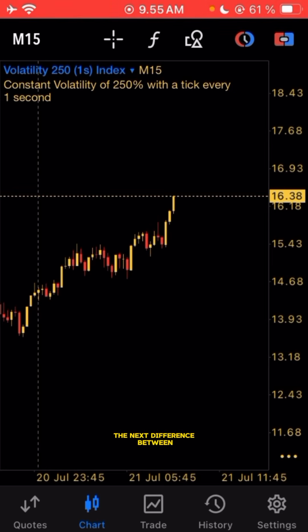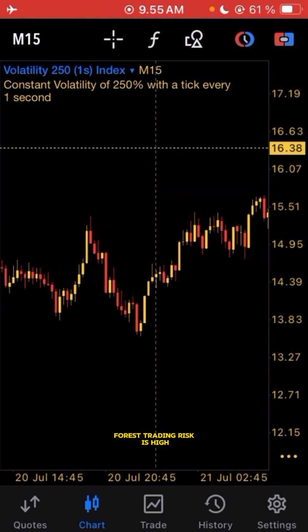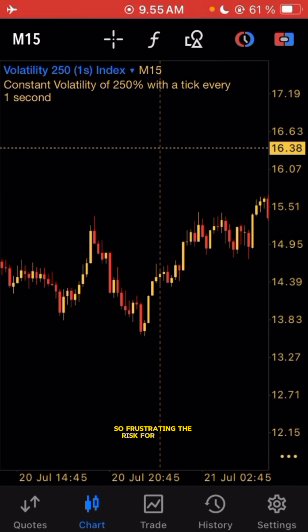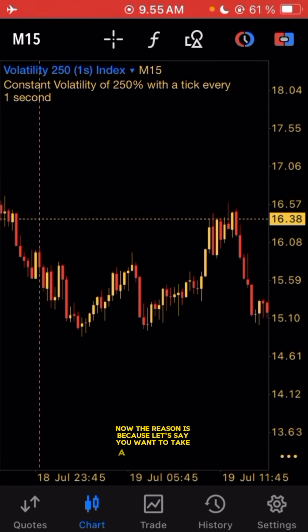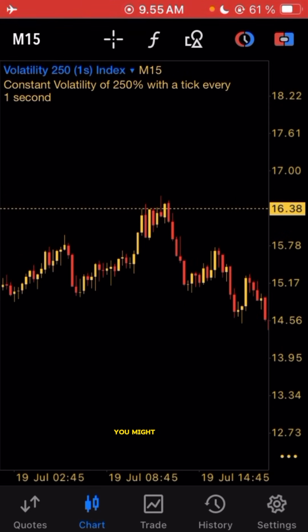The next difference between forex trading and synthetic indices is risk. The risk for forex trading is very high, but the risk for synthetic indices is very, very high compared to forex trading. The reason is, let's say you want to take a trade. For forex, it is very difficult. When you take the trade, you are emotionally imbalanced, or you might panic, you might be stressed out, and the rest of them. But synthetic indices will blow your mind.